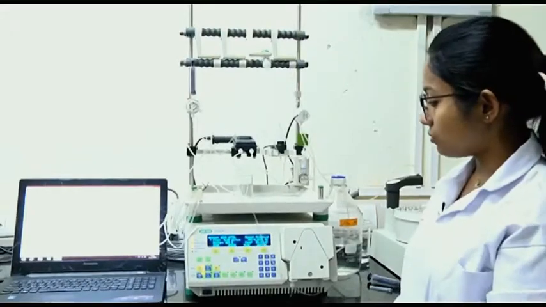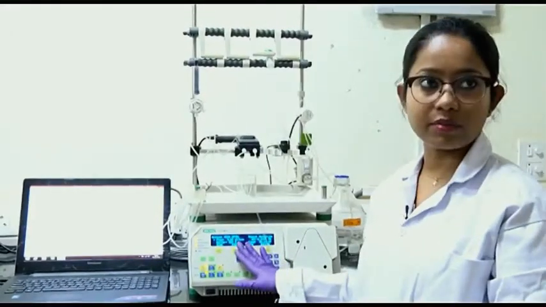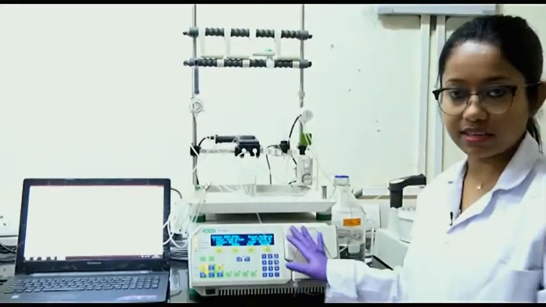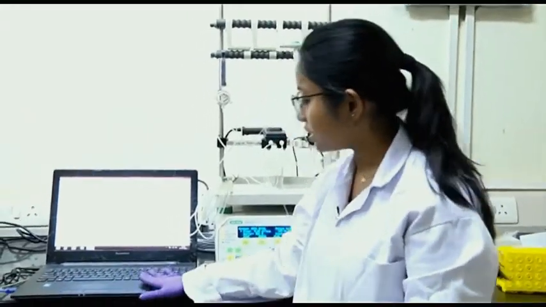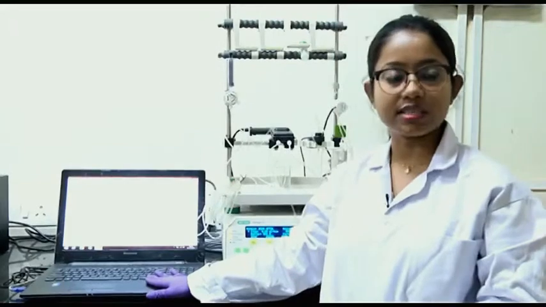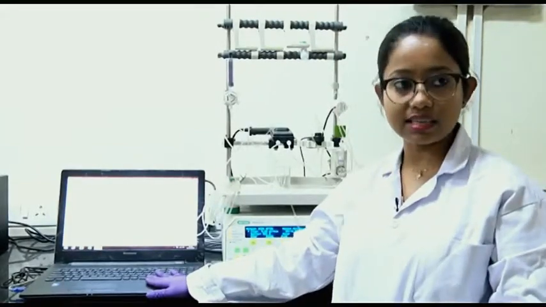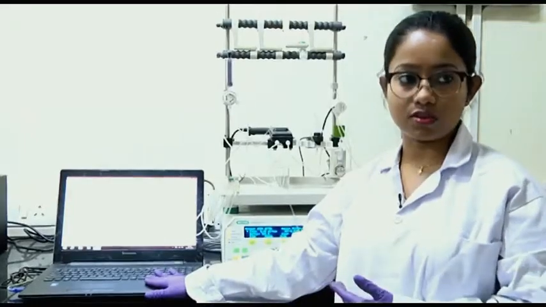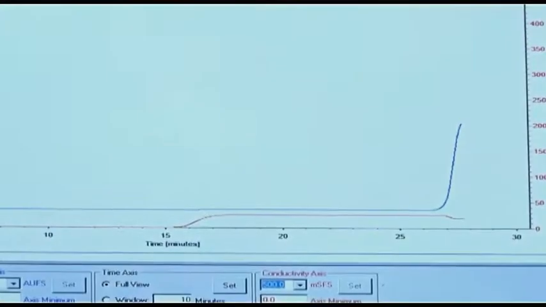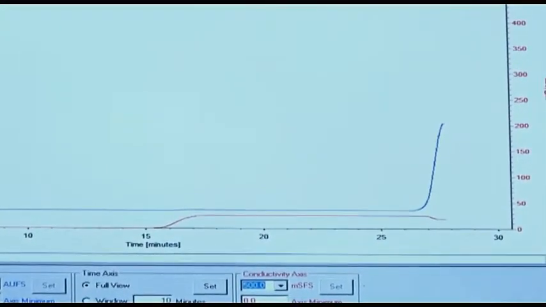Now it is again flowing at 5 ml per minute and only buffer A is running. I will monitor when the other protein is coming out and then getting stabilized. We will again see a flat line, then I will start the elution protocol, which I will show you later. Now, you can see in the monitor the blue line is going up.